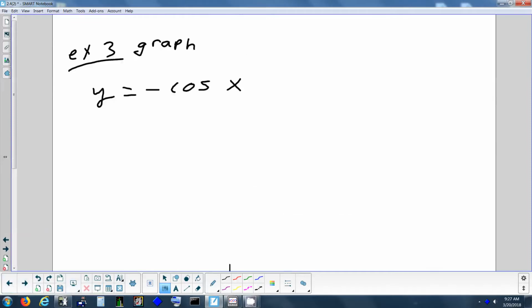All right, so this one is y equals negative cosine x. Now, even though there's no number in front, technically there is a number in front. What number is in front of cosine? Even though we don't see it, yeah? There's a -1.